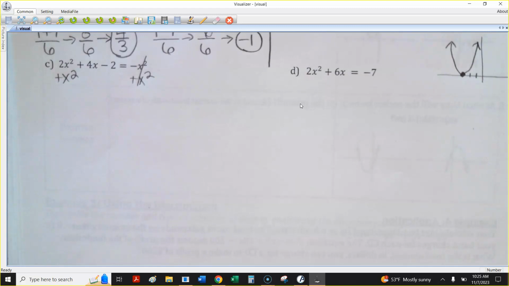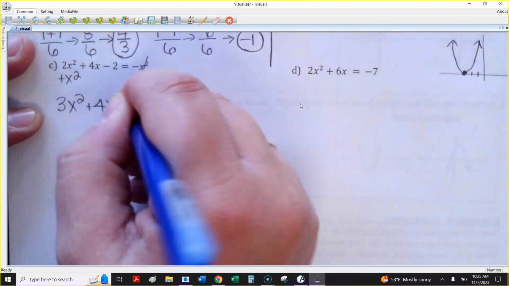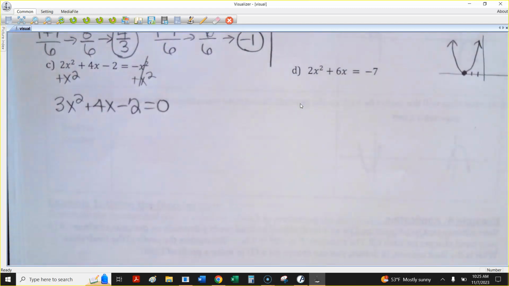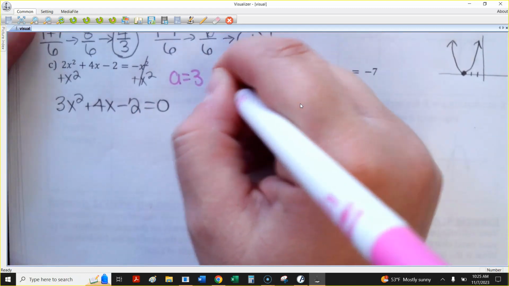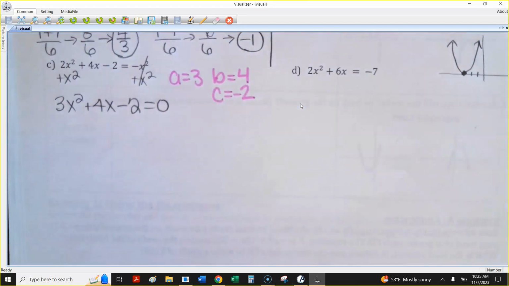All right, so I got 3x squared plus 4x minus 2. None of those other terms change. So my a value is 3, b is 4, and c is negative 2. From there, we're just plugging it into our lovely quadratic formula.